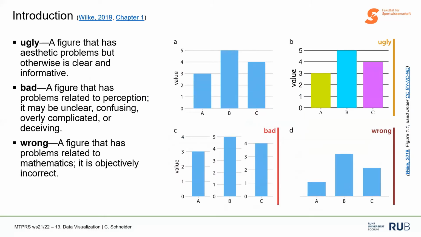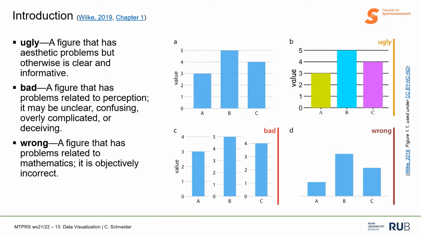There will be different examples where the author, Wilke, showed or tried to focus on different aspects, which kinds of data visualization probably look ugly. Ugly means that the figure just has some aesthetic problems, but in general, the information is presented clearly and informatively.